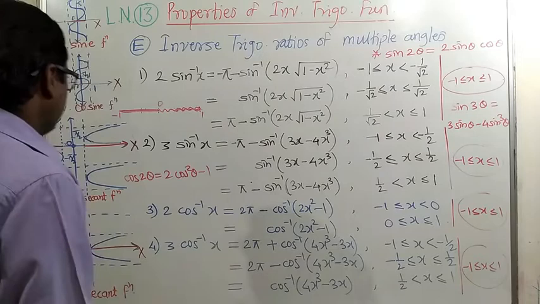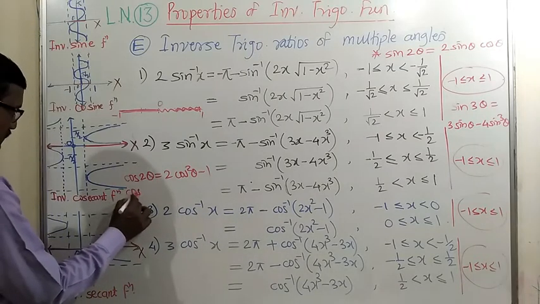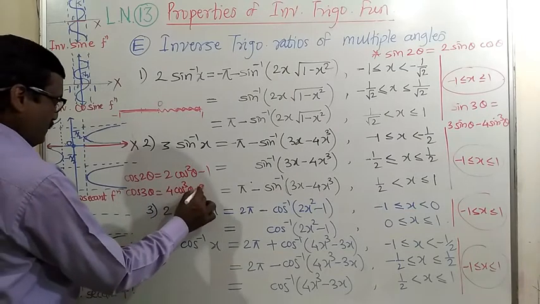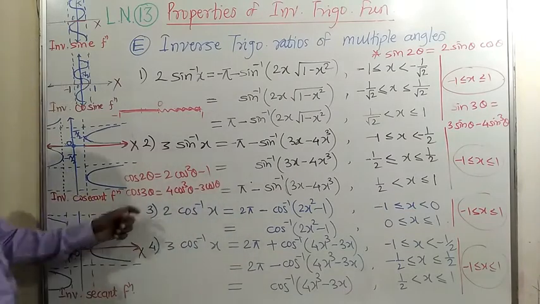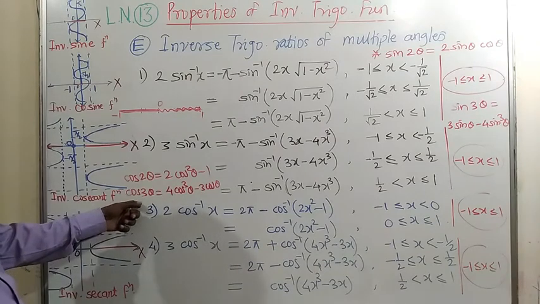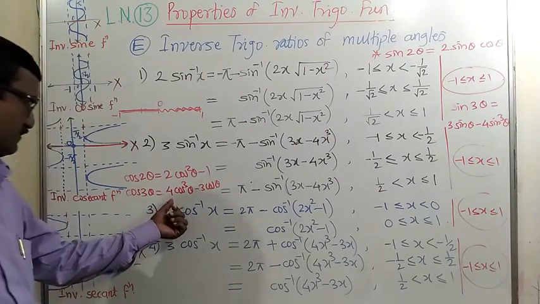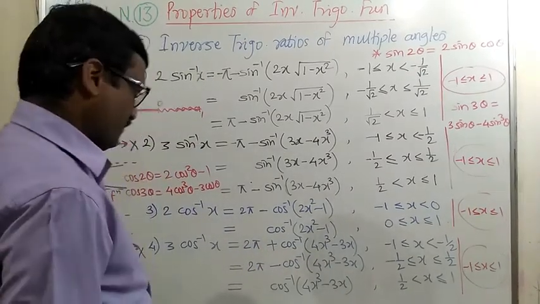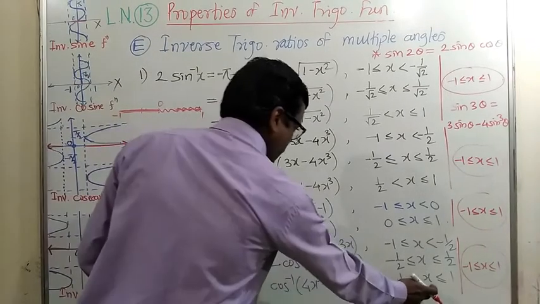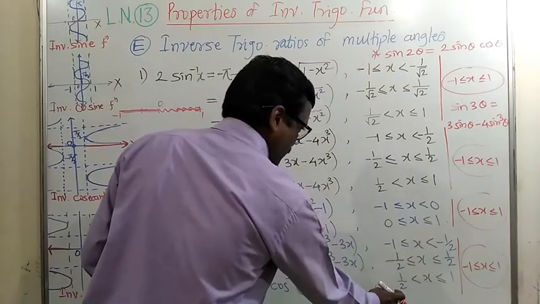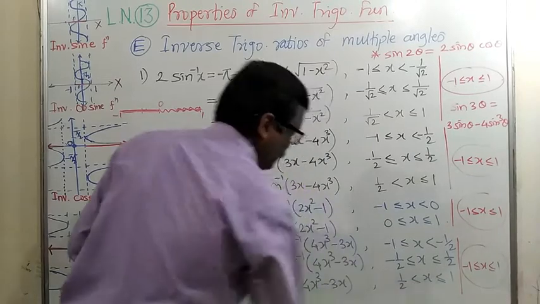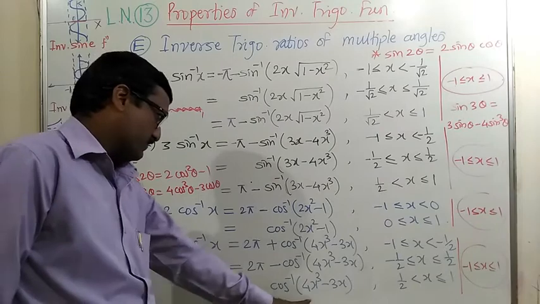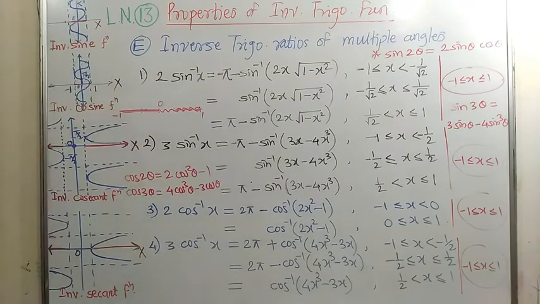Here again cos 3 theta is equal to 4 cos cube theta minus 3 cos theta. That is the triple angle formula for the cosine ratio. Using this formula, convert this as 4x cube minus 3x. So whenever x is positive, that is from half to 1, only positive, then we get it as cos inverse of 4x cube minus 3x.